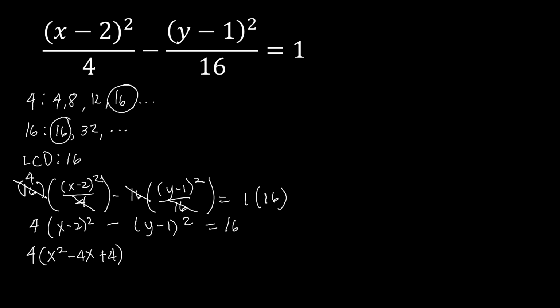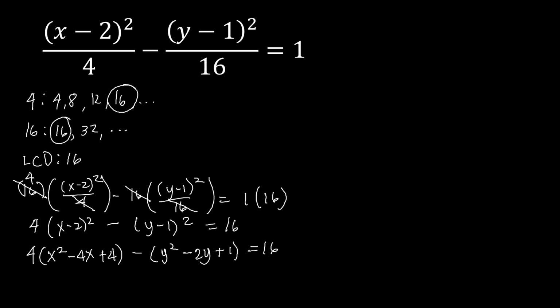And then we do the same thing on the (y minus 1) squared. So we have here y, square that one, that's y squared. And then y times negative 1, that is negative y, times 2, that will be negative 2y. And then square negative 1, that will give off a positive 1. And that will be equal to 16.